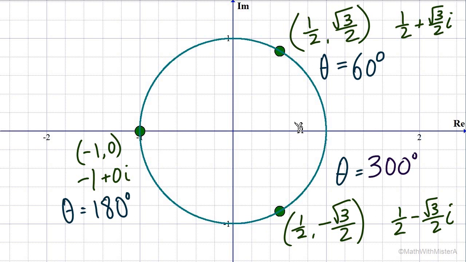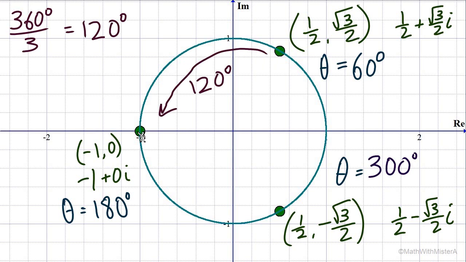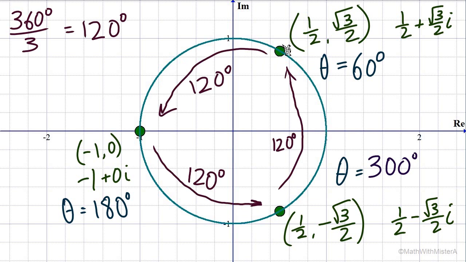And definitely we can see a difference of 120 degrees. Think of the full circle, 360 degrees, divided by 3, and 60 plus 120 will get us to 180. 180 plus 120 takes us to 300 degrees. 300 plus 120 is 420, but that's just 360 with an additional 60 degrees. So absolutely 120 degrees separating each of these 3 points. We'll actually see this as a law in the future.